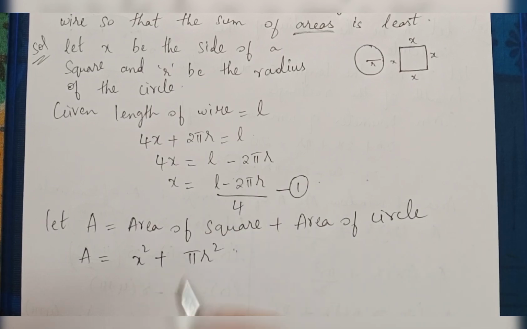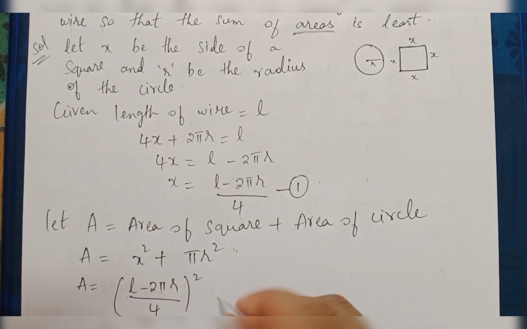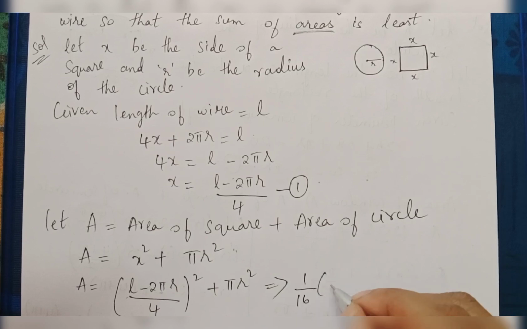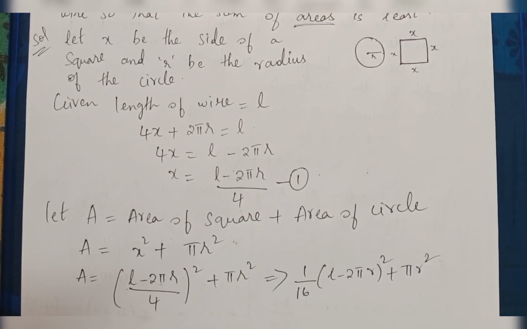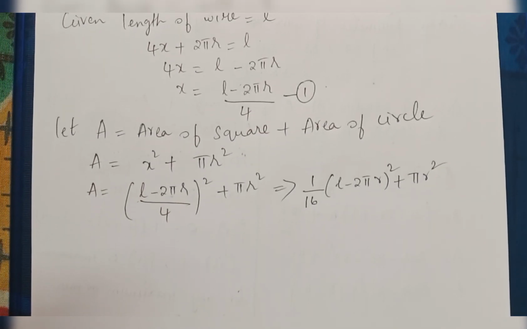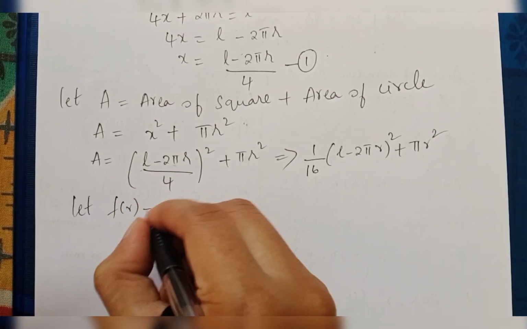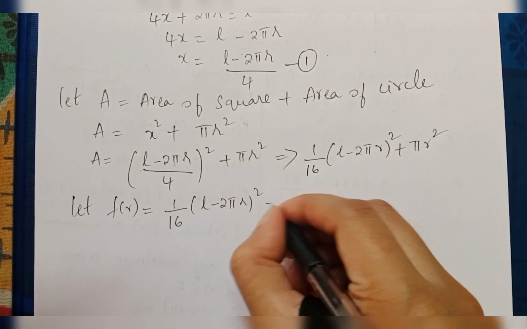Substitute the value of x here. So we'll get A is equal to (L minus 2 pi r by 4) whole square plus pi r square. This can be written as, 4 square is 16, so 1 by 16 outside, (L minus 2 pi r) whole square plus pi r square. Now we will consider this as a function of r. Let f of r be equal to 1 by 16 into (L minus 2 pi r) square plus pi r square.